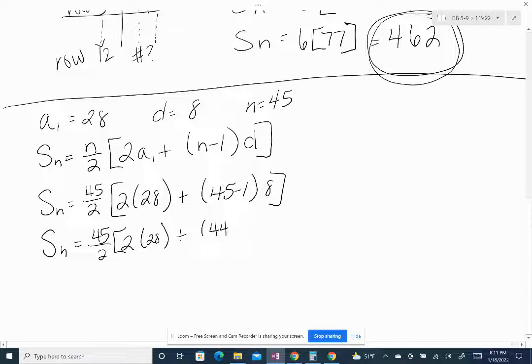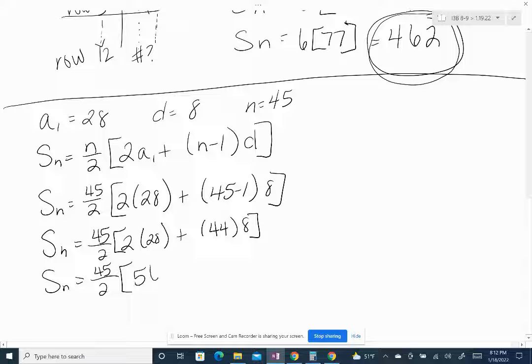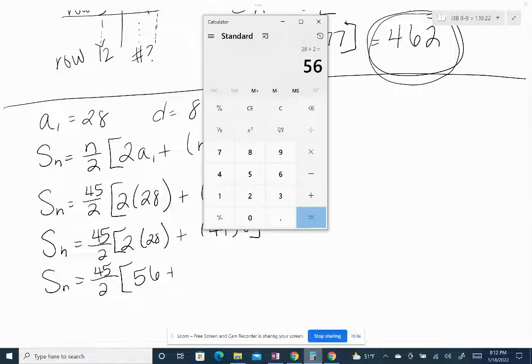Okay, so we have 44. That's 45 minus 1 times 8. So we can do our multiplications inside of our big bracket, which is like a parentheses. You treat a bracket like a parentheses. It just helps us keep track of the different parentheses in there. So 2 times 28, don't know that off the top of my head. 56. 44 times 8.